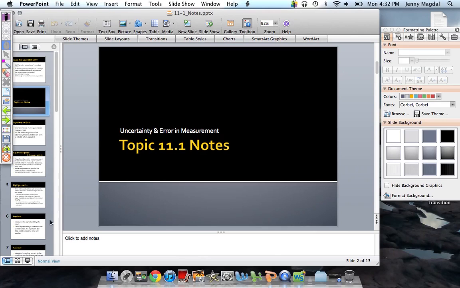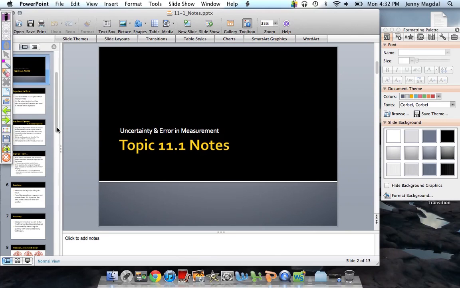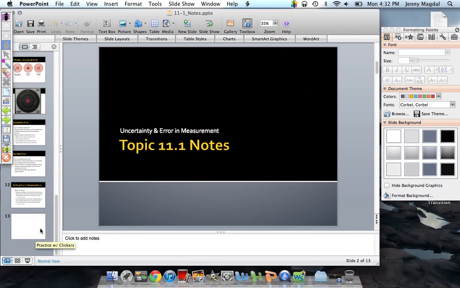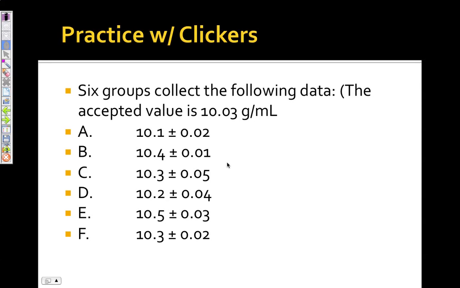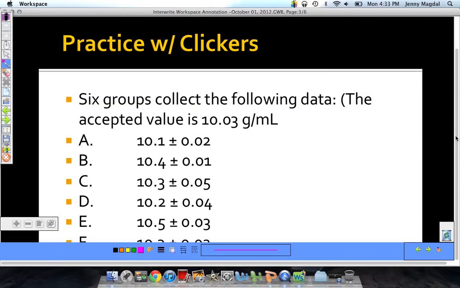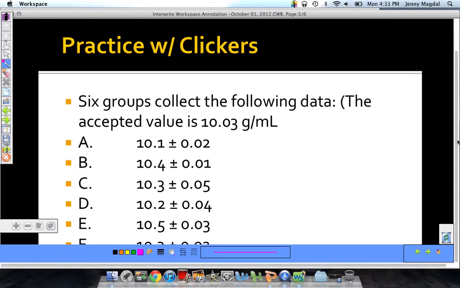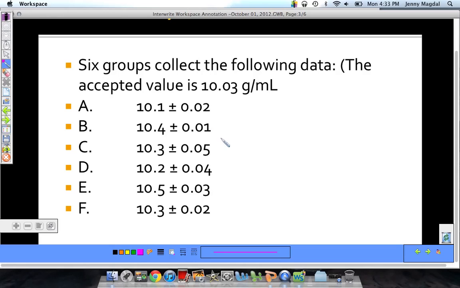Some questions that you're likely to hear on an exam deal with problems like this. So let's say we have 6 lab groups collecting data, and we have an accepted value of 10.3 grams per milliliter. So these are all densities. They're all missing their units. That's a big no-no.